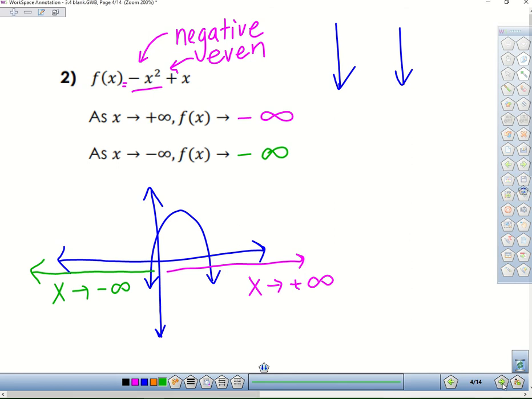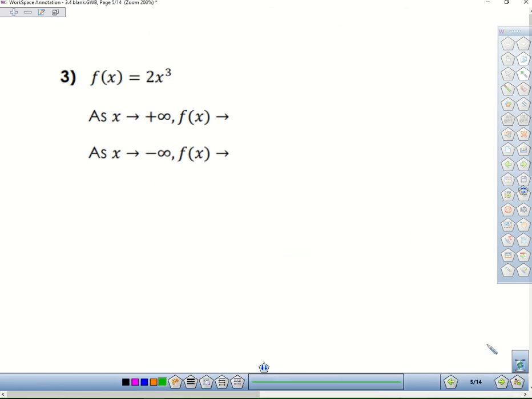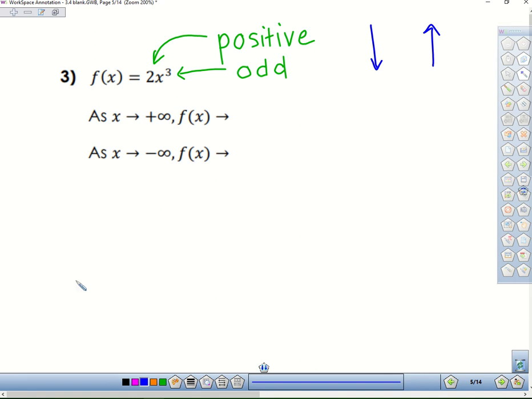Moving on to number 3. So this is in standard form because there's only one term, right? So is my coefficient positive or negative? Positive. Good. And is my exponent power odd or even? Odd. Positive, odd. What's the end behavior look like for that? Down then up. Very good.